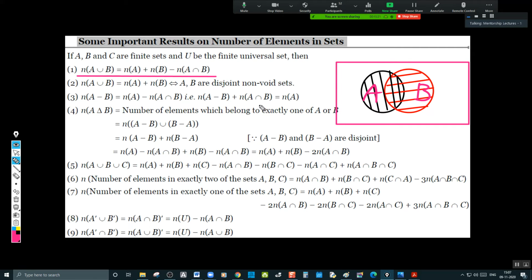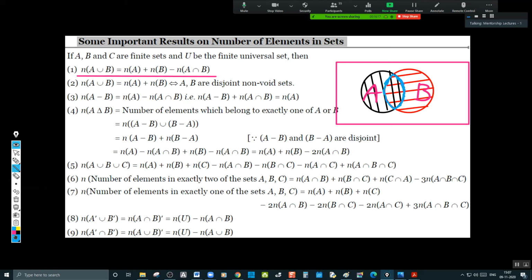Which area am I talking about? I'm talking about this part, wherever the intersection of both is happening. That is nothing but A intersection B. From the name itself, we can understand: intersection means common. So because it is added twice, we subtract it once. So N of A union B is equal to N of A plus N of B minus N of A intersection B, which is quite understandable.